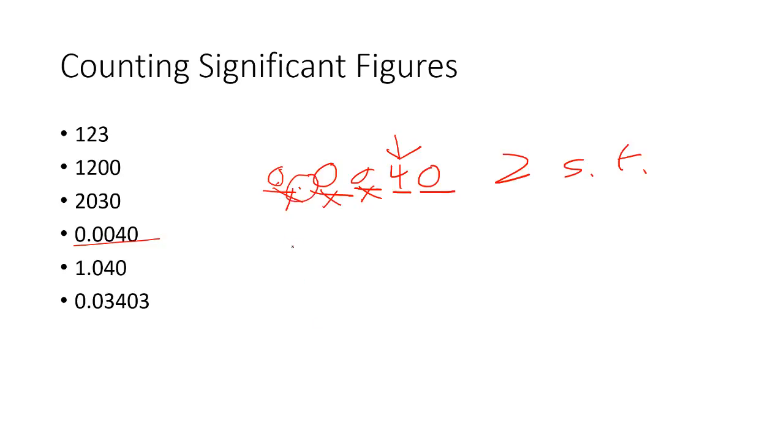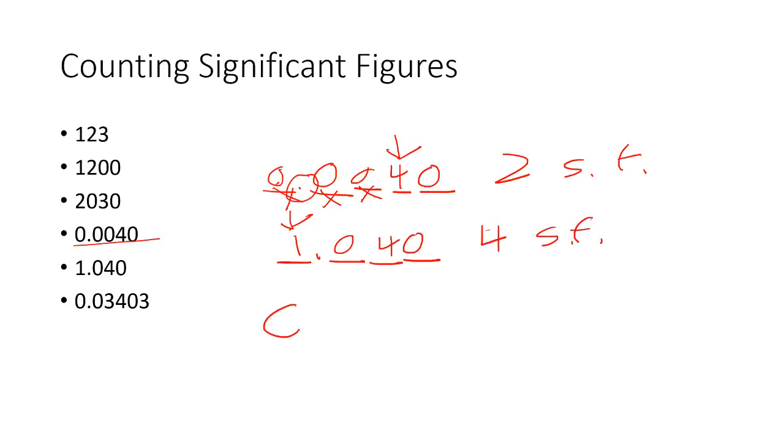Let's take another example. 1.040. Our first non-zero number is this number 1 here. That means every 0 to the right is significant. So this 0 is significant and this 0. And we also know this 4 is significant because it's a non-zero number. That means this has 4 significant figures.